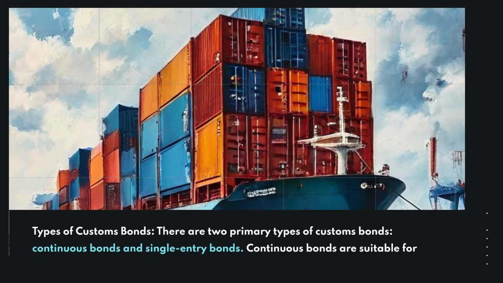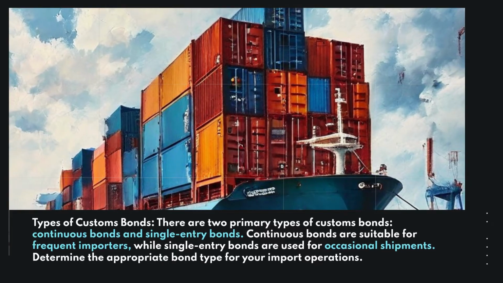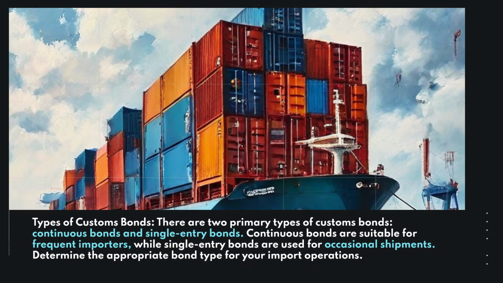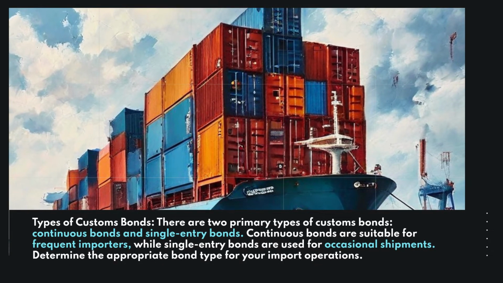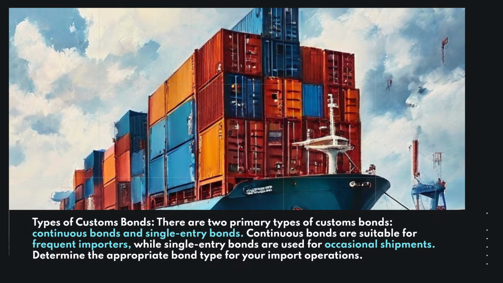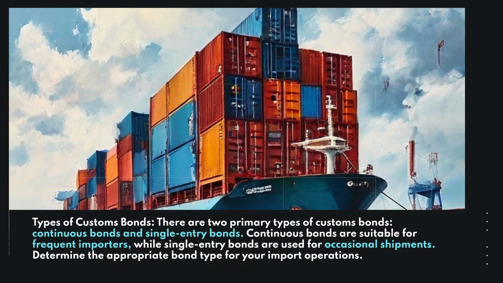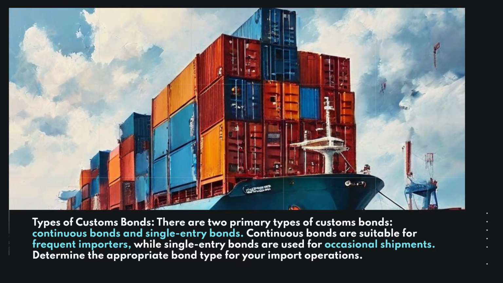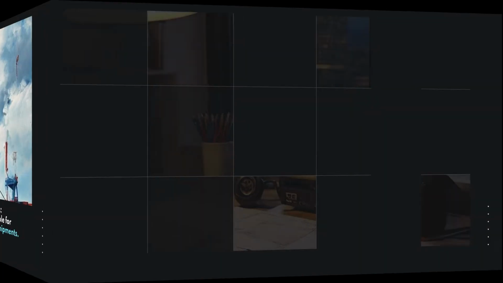Types of customs bonds. There are two primary types of customs bonds: continuous bonds and single-entry bonds. Continuous bonds are suitable for frequent importers, while single-entry bonds are used for occasional shipments. Determine the appropriate bond type for your import operations.